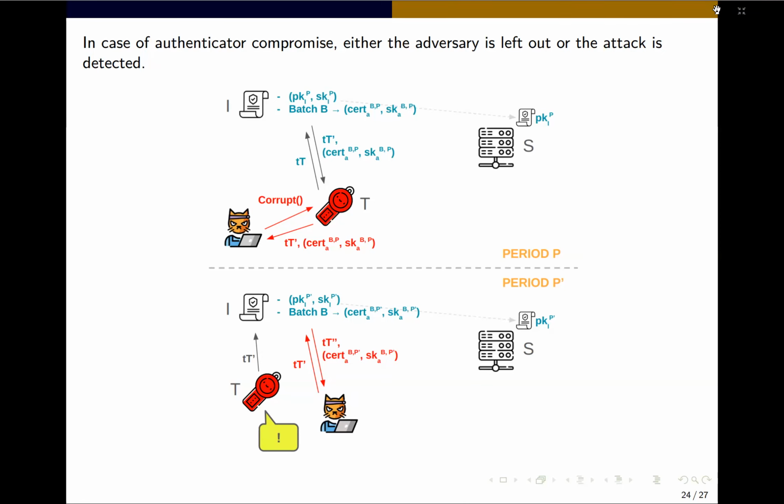So in this case, at least the attack is detected and the user would contact the issuer through another channel in order to get this token and this authenticator revoked. But in case it is the honest user who requests the new attestation key first, the adversary will be left out, because it's the user that will be spending the token.